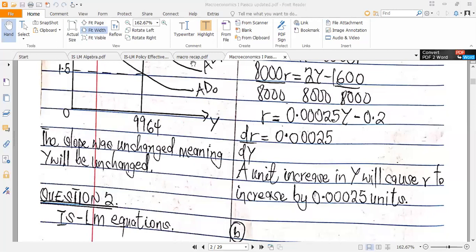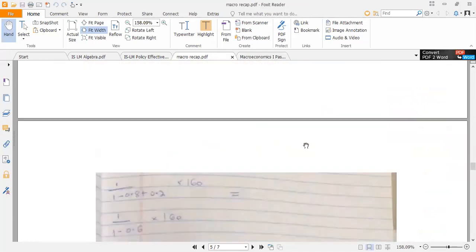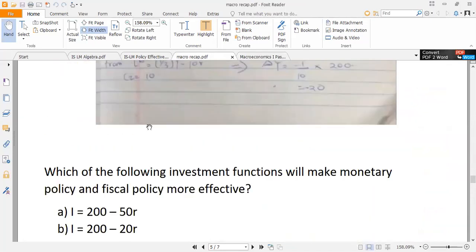Right, and then let's look at some questions on the policy effectiveness. You can be given two investment functions.